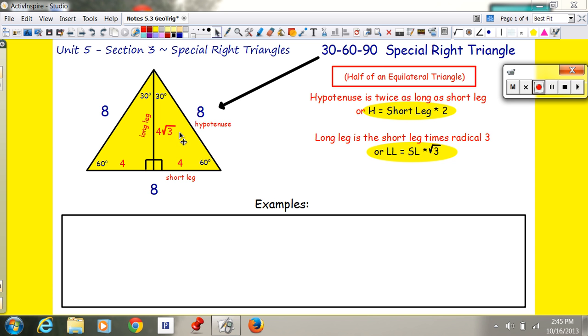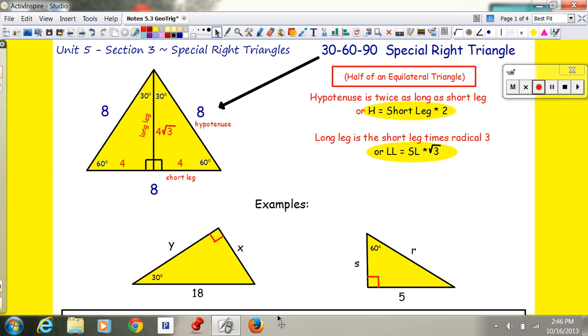Now you may have to go backwards sometimes. Sometimes they might give you the longer leg, so you're going to divide by radical 3 to get your short leg. So you would just basically divide by radical 3. This would cancel out and you go back to 4. They might give you the short leg and ask you for the hypotenuse. Then you're going to take the short leg, you're going to double it to get your hypotenuse. These formulas are interchangeable. You can solve for any variable here. I can solve for the short leg, I can solve for the short leg down here. So these are interchangeable. Let's take a look at a couple of examples.